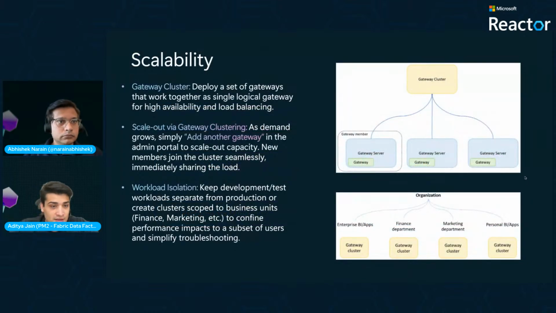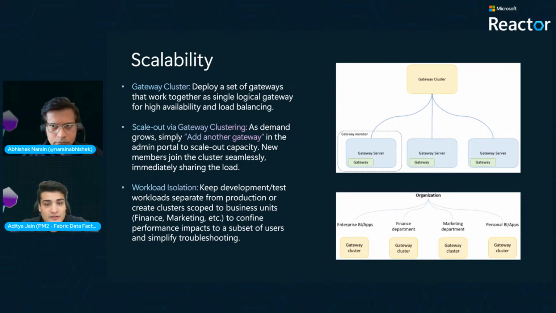So starting with scalability, when it comes to enterprise-grade scalability and resilience, on-premises data gateways offer a powerful feature called gateway clustering. Essentially, a gateway cluster is a group of 2 or more gateway nodes configured to act as a single logical gateway. This setup provides both high availability and load balancing support. So it's essentially for environments with high data refresh volumes or many parallel concurrent users. Gateway clusters help you scale with ease.